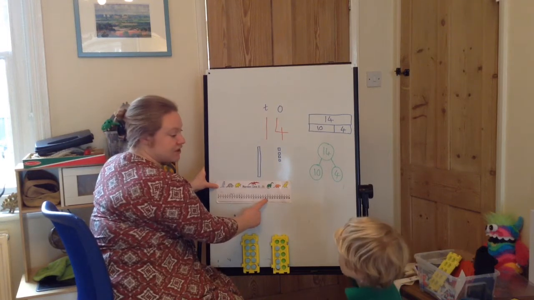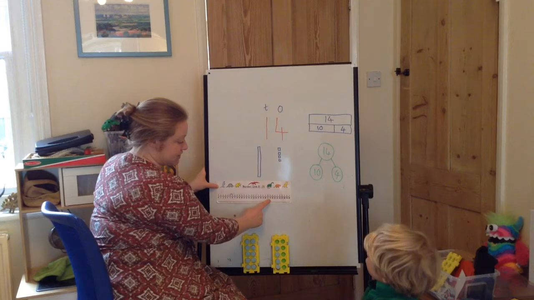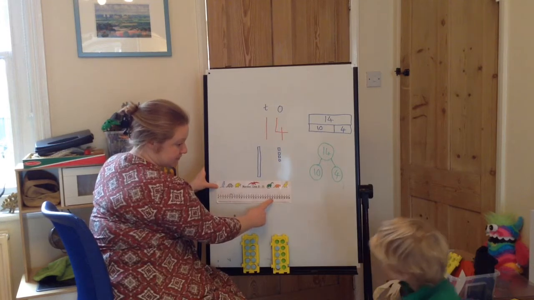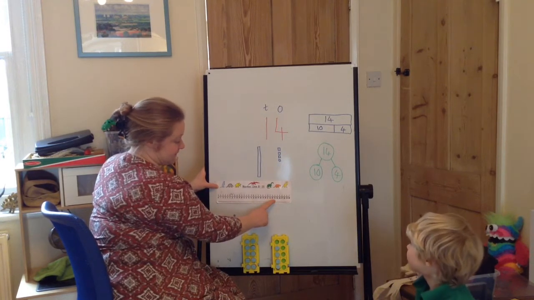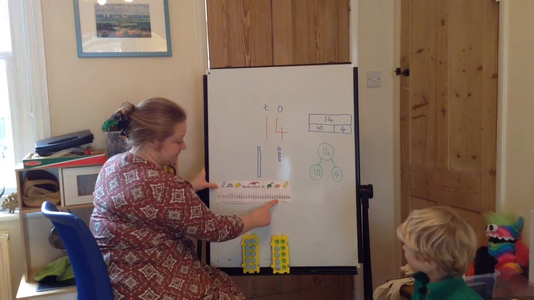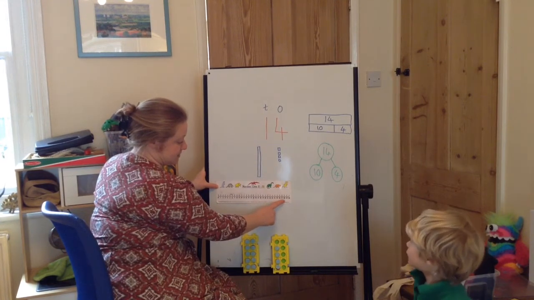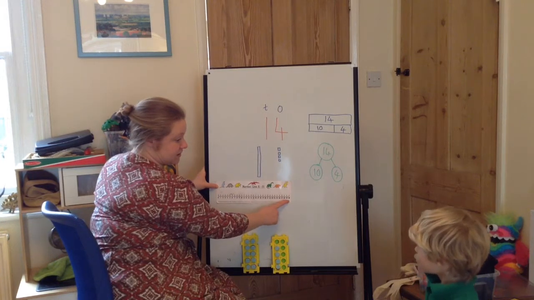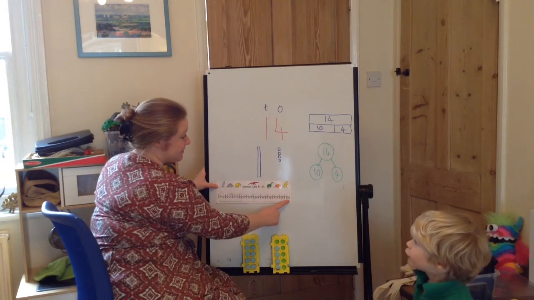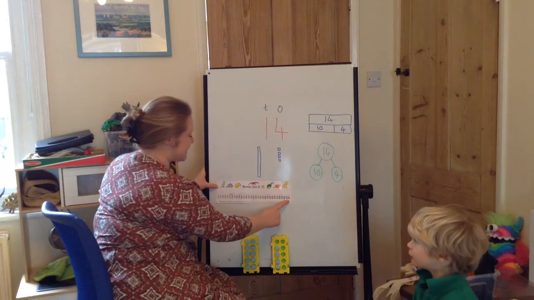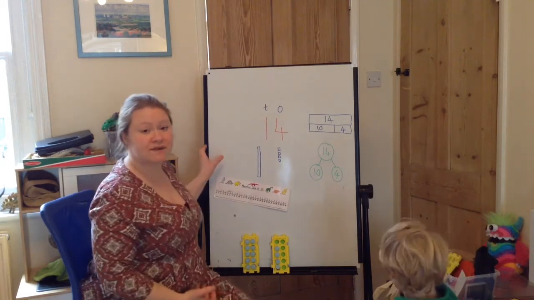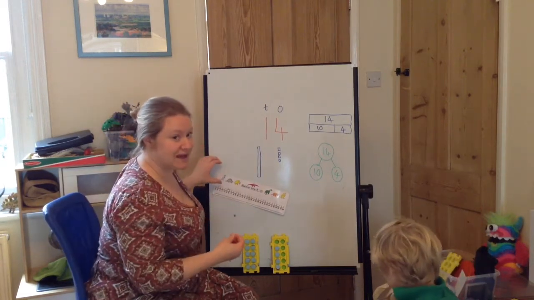Good boy. 2 tens, 1. 2 tens, 2. 2 tens, 3. 2 tens, 4. 2 tens, 5. 2 tens, 6. 2 tens, 7. 2 tens, 8. 2 tens, 9. 3 tens and 0. Good, okay. So the dual counting is a really useful way to expose the place value of the numbers.